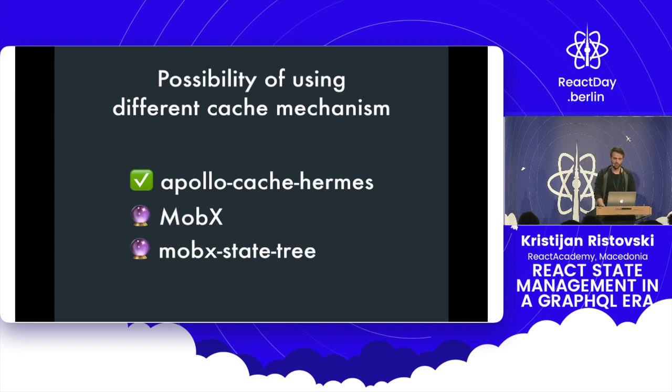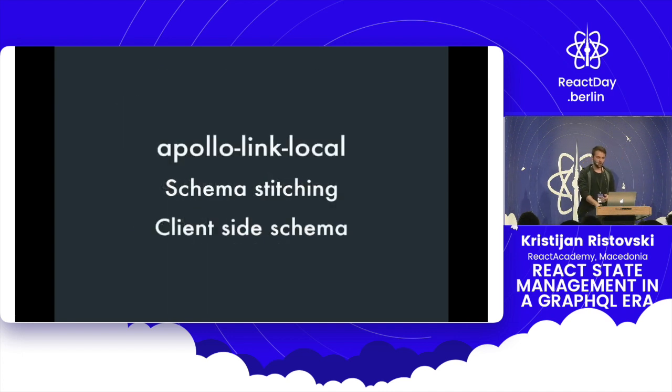Now it's really configurable. And they introduced something called Apollo Link Local, which is using schema stitching to give us access to client-side schema. So until now, we were talking about fetching data from the server, but what if we can define the whole state for our client in GraphQL and then modify it with GraphQL? So they did this Apollo Link Local.